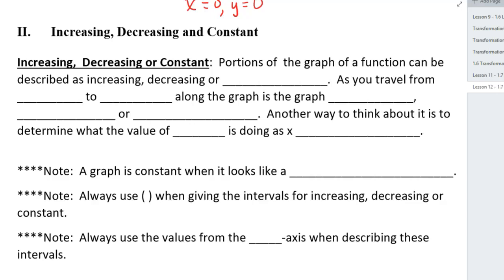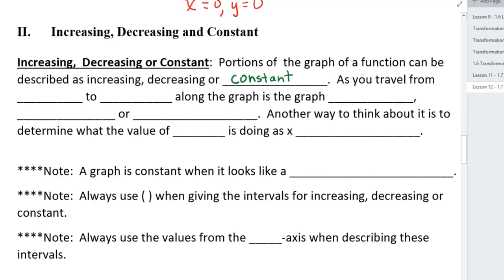Lesson 12, Part 2. In this video, we are going to discuss what it means for a graph to be increasing, decreasing, and constant. I know we've already identified this from the graph, but in this video, we will actually define what that means. So, portions of the graph of a function can be described as either increasing, decreasing, or constant.